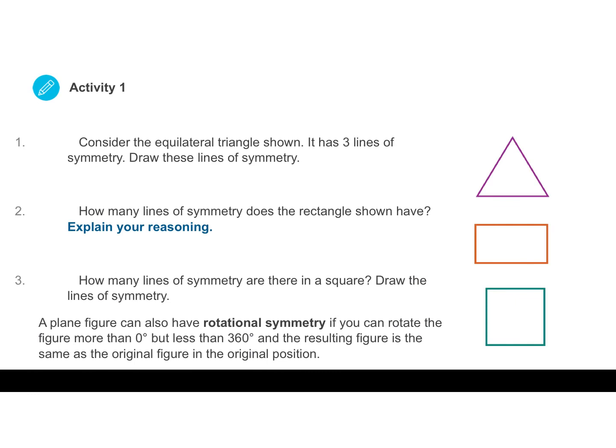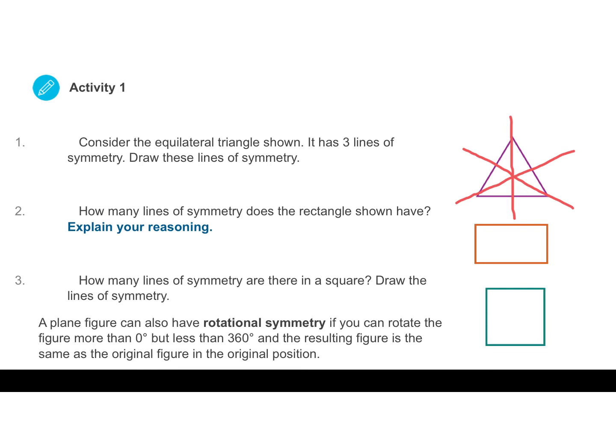Okay, so now it says, consider the equilateral triangle shown. It has 3 lines of symmetry. Draw these lines of symmetry. So go ahead and pause and draw them. So these are the lines of symmetry for this triangle. They are reflectional lines because if I put the reflection tool on there, I'll see that it reflects onto itself.